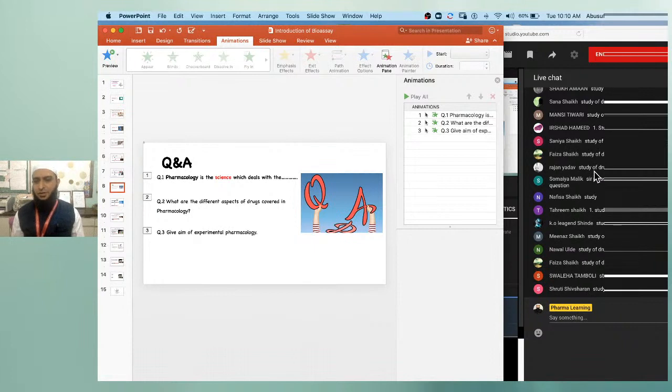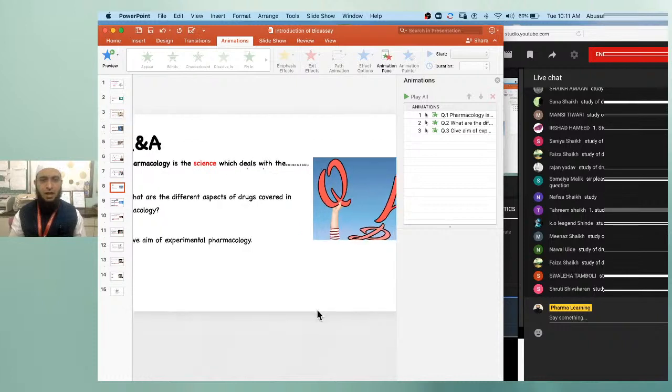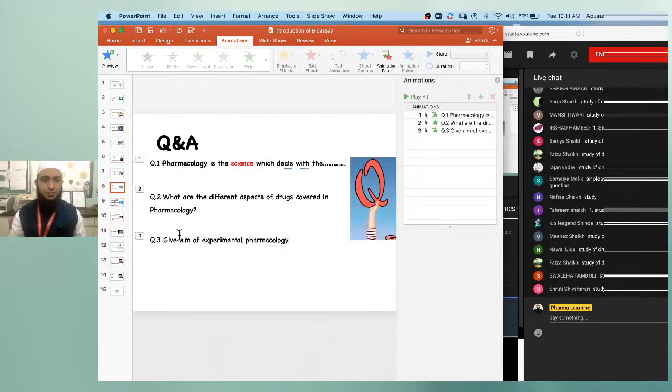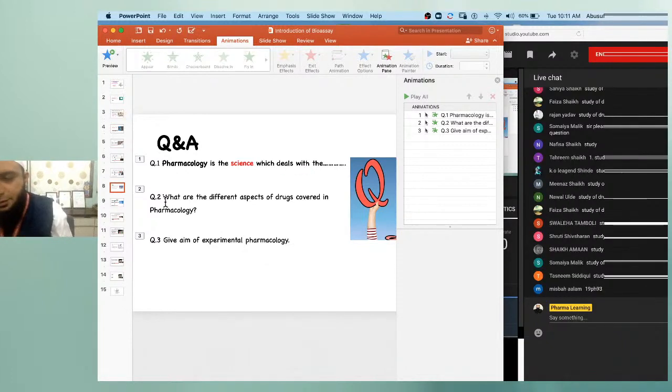It is the study of the drug. So the question was very simple, that is, what do you mean by pharmacology? That is what I have asked in the fill in the blanks. Okay. My next question is, what are the different aspects of the drug covered in pharmacology? Or in other words, what are the different things that you study in pharmacology?